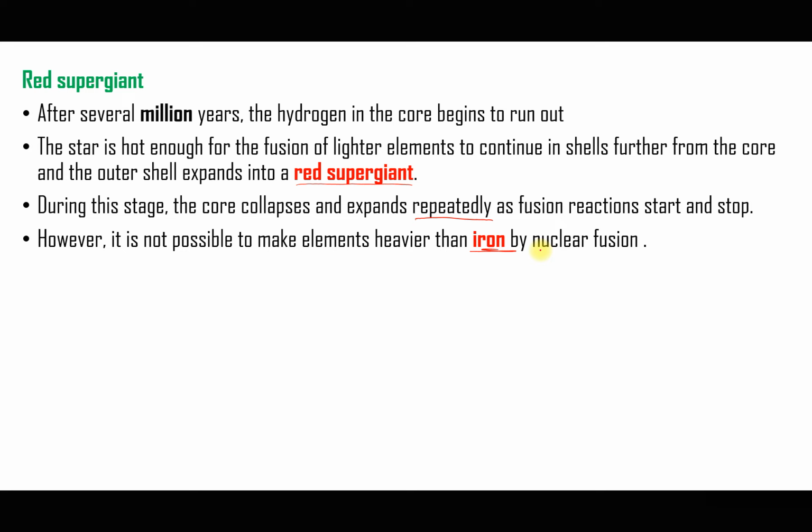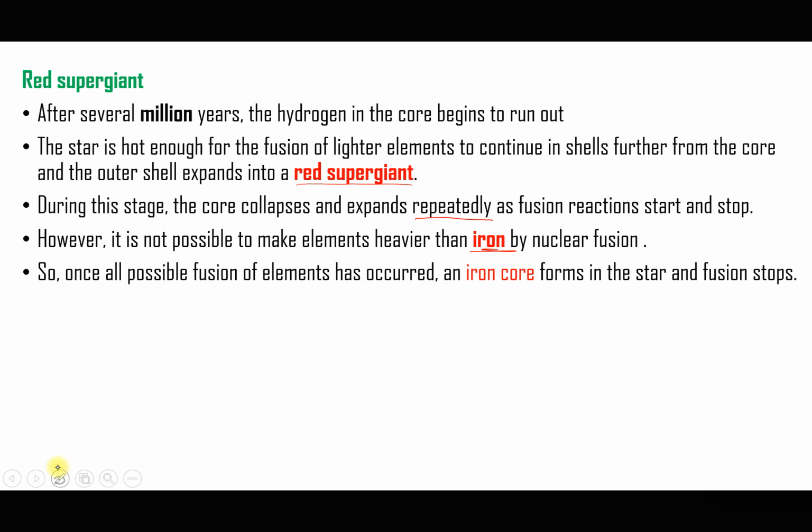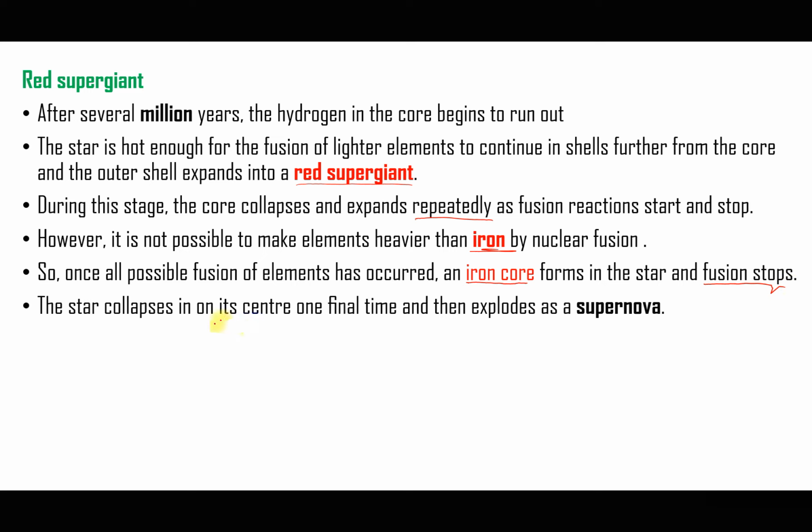So if fusion occurs and iron is formed, then nuclear fusion is going to stop. Once all possible fusion of elements has occurred, an iron core forms in the star and then fusion will stop. In fact, the star collapses in on its center one final time and then explodes as a supernova.